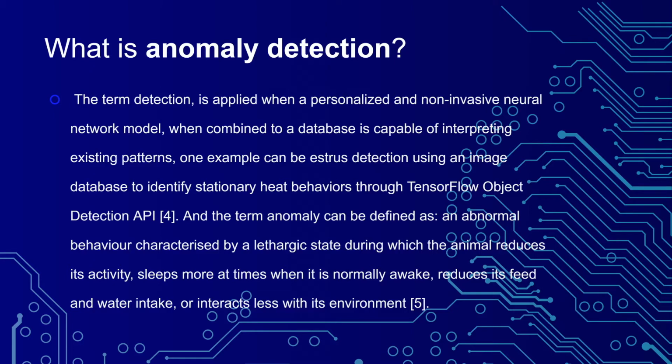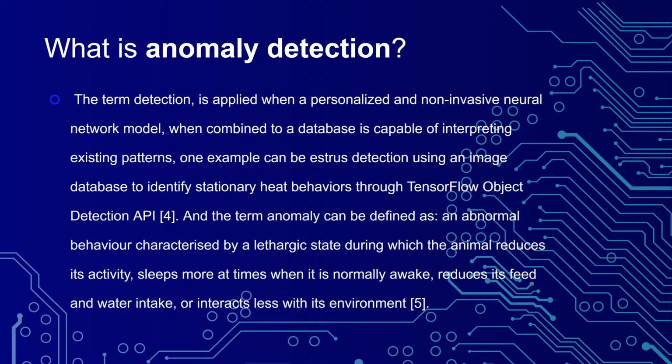The term detection is applied when a personalized and non-invasive neural network model combined with a database is capable of interpreting existing patterns. One example can be stress detection using a database to identify stationary heat behaviors through the TensorFlow Object Detection API. So what does that mean? For a detection to be successful, it needs a method that doesn't get in the way of the production, basically. The cow doesn't need to know that you are there observing them, because it can lead to some problems in the production.